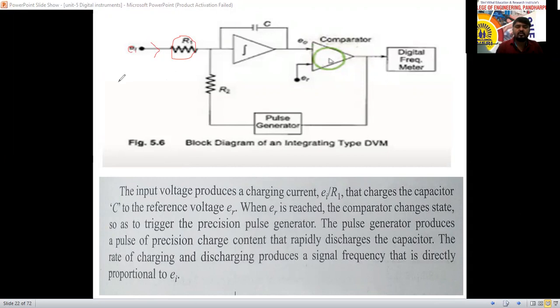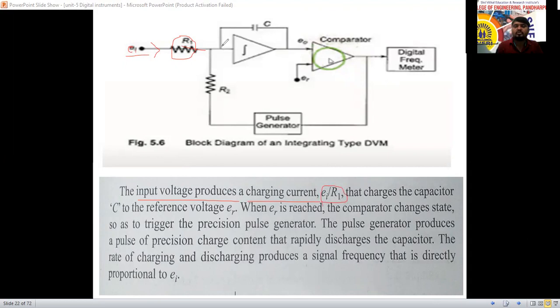We can write the current here. We know the voltage, we know the resistance. What is the formula for current? I'm asking you people only. V upon R, V upon R. So this EI by R1, that is called the current. So that current we have written here. The input voltage produces a charging current, that is EI by R1.